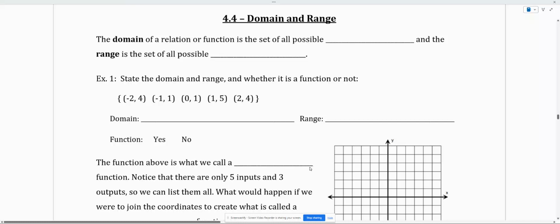Welcome back, Math 10s. We are going to be introducing domain and range in 4.4 here. These are new concepts. They are related to functions and relations. So let's check it out.